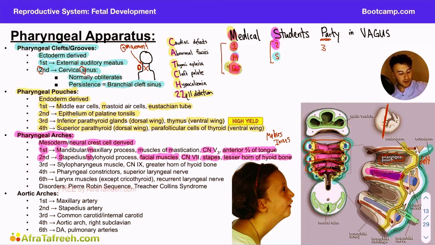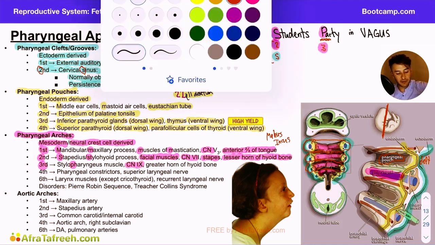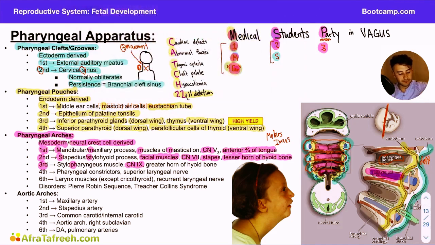Moving on to our third arch, we are going to have the stylopharyngeus muscle, and I like to remember this: the PH part of pharyngeus relates to the P in our party, and this is going to be group 3. Then we have cranial nerve 9, and if you draw out a 9 and reverse it, it kind of looks like a P. So I remember the P and the 9 for cranial nerve 9 look very similar, and then we also have the greater horn of the hyoid bone.